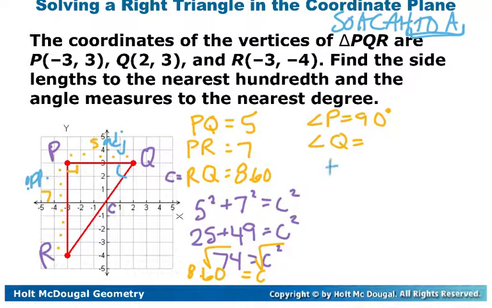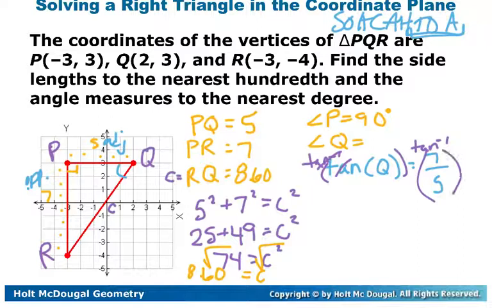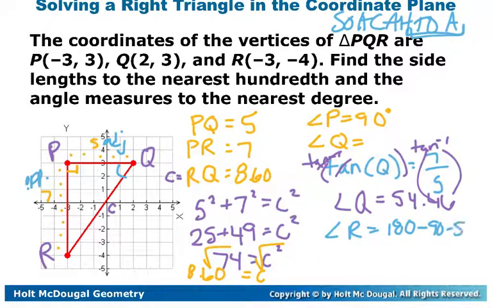So to find my Q angle, I'm going to set up that tangent is the opposite, 7, over the adjacent, 5. And then we solve to get the angle measure by taking the tangent inverse, which will cancel the tangent. And once we find the tangent inverse of 7/5, we'll have the degree measure. Tangent inverse of 7/5 leaves us with a Q of 54.46.